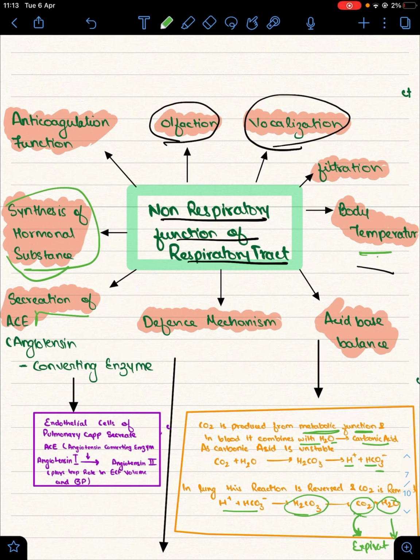After that, the anticoagulation function. In anticoagulation function, mast cells which secrete heparin, as I mentioned here, is a different mechanism. Those mast cells secrete heparin which acts as an anticoagulant and prevents intravascular clotting. Also, there is one more thing to add, that it filters the thrombus.